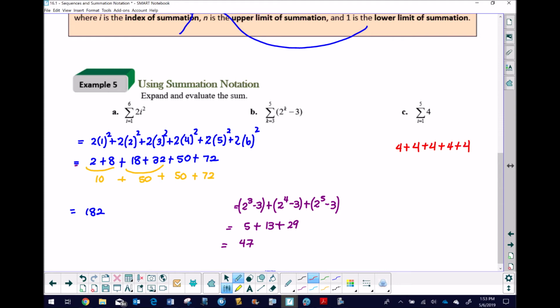If you had to expand this, it's 4 plus 4 plus 4 plus 4 plus 4, which of course is 4 times 5, or 20. So you can put a summation with a constant. It can be done.